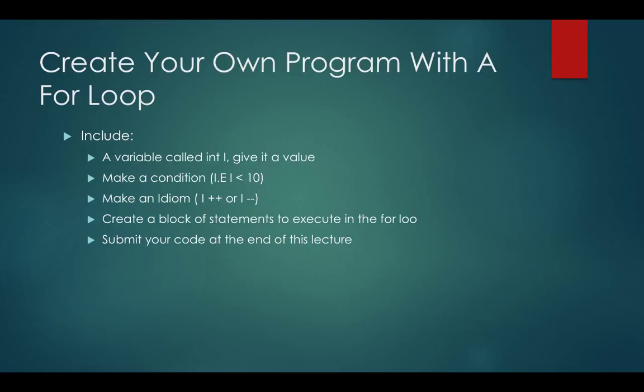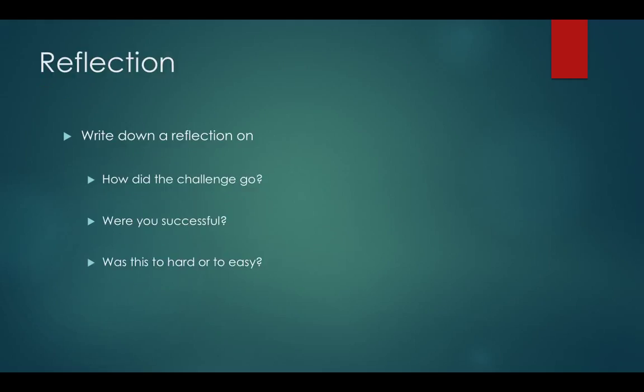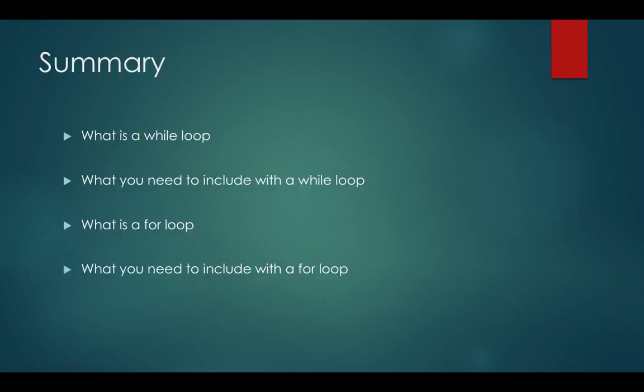So now please create your own program with a for loop. Include a variable called int i in the for loop. Make sure you do that. Give it a value. Make a condition. An example of that is i is less than 10. And then make an idiom where i plus plus or i minus minus. Create a block of statements to execute and have some kind of for loop, and please submit your code at the end. And once you've done that, I would like a reflection as well of how the challenge went. Were you successful? Too hard? Too easy?